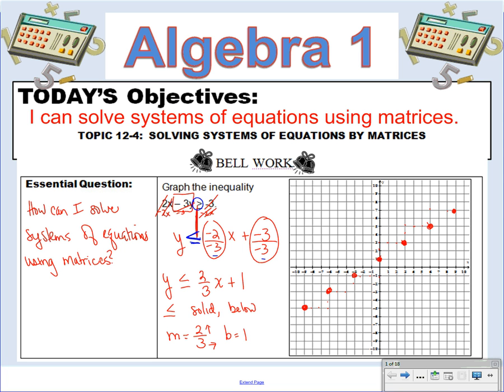We are going to connect our dots with a solid line. And then lastly, this is shaded below. So we're going to shade our graph below this line. Because it's a solid line, that means the solid line itself is also part of the solution.